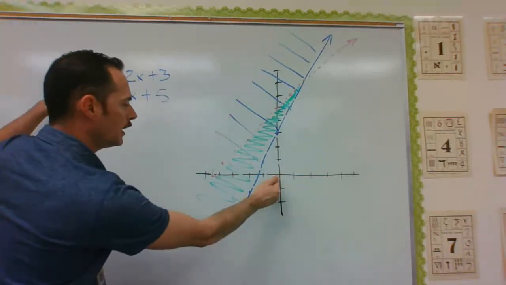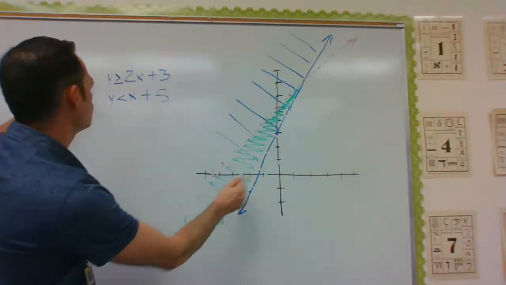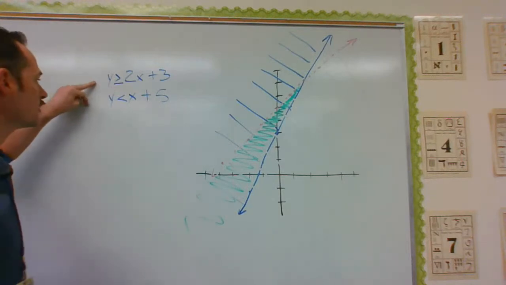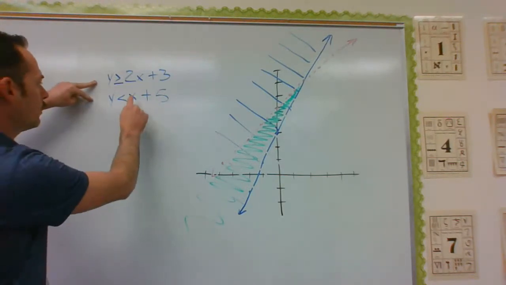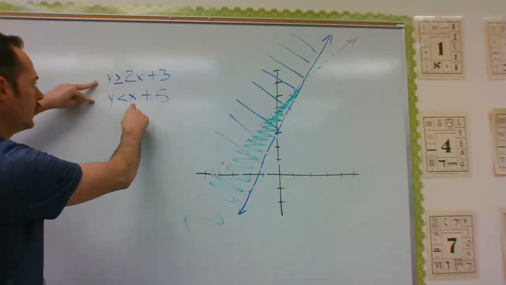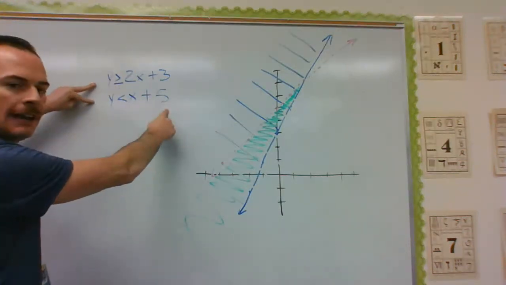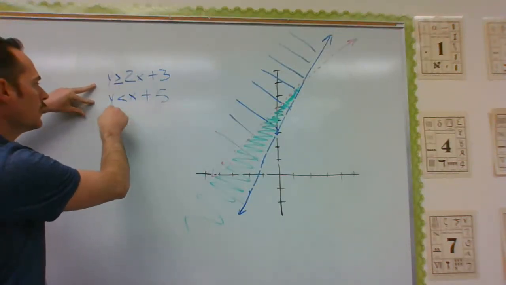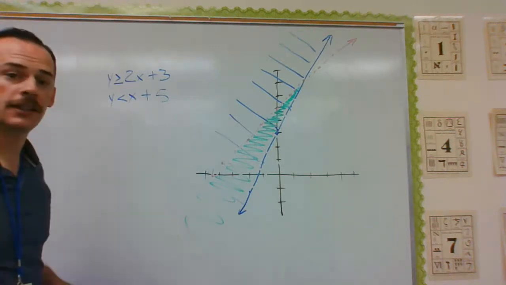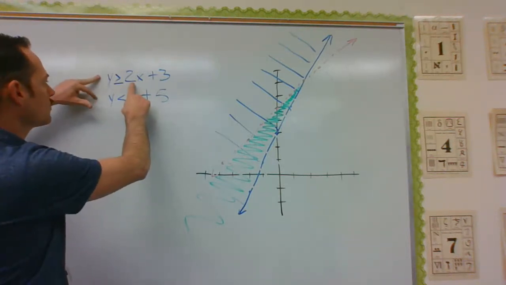So I could plug in -2, 0 for either one of these equations and it will work. I'll plug in -2 here. -2 plus 5 is 3. Is 0 less than 3? It certainly is.